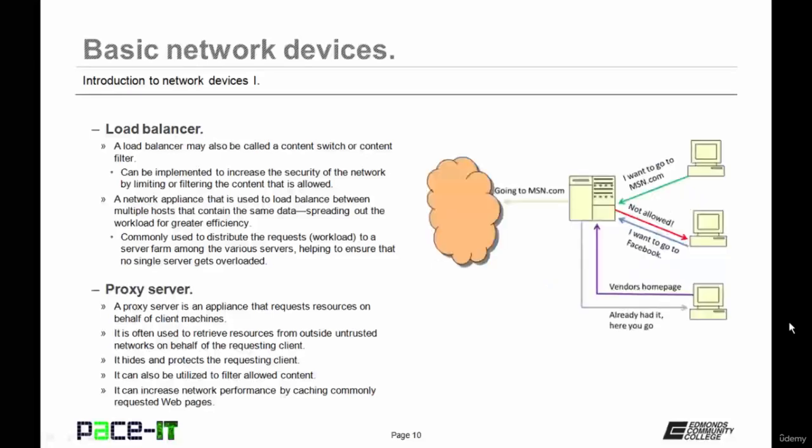Last up, we have the proxy server. A proxy server is an appliance that requests resources on behalf of client machines. It's often used to retrieve resources from outside untrusted networks on behalf of the requesting client. A proxy server hides and protects the requesting client. That outside network never gets to see the internal client. Proxy servers can also be utilized to filter allowed content. And finally, a proxy server can also increase network performance by caching or saving commonly requested web pages.